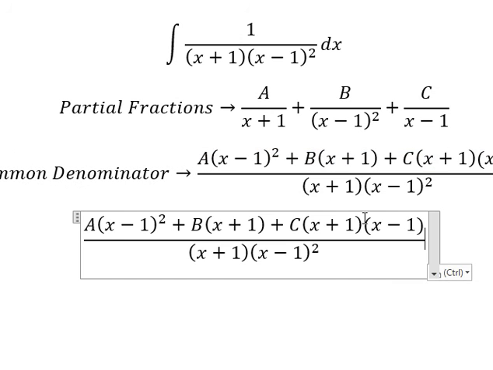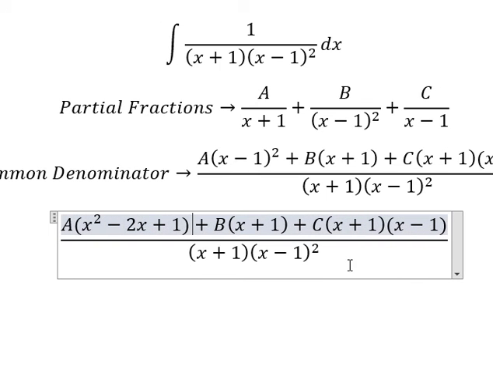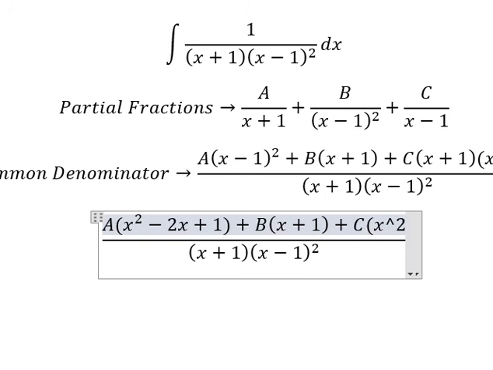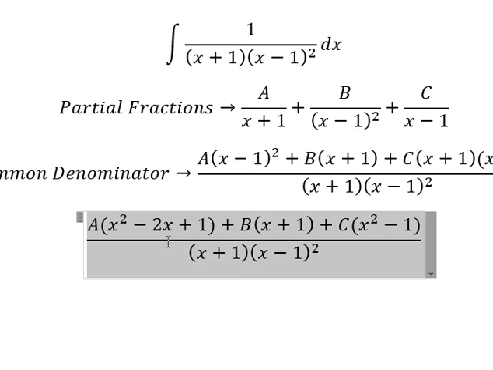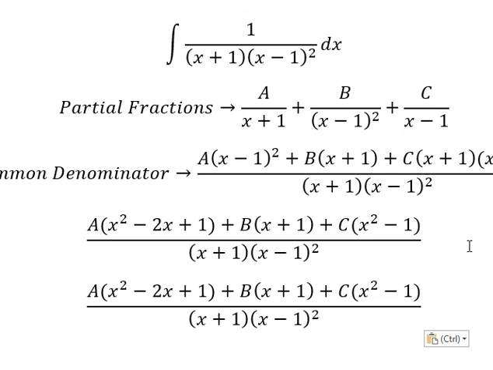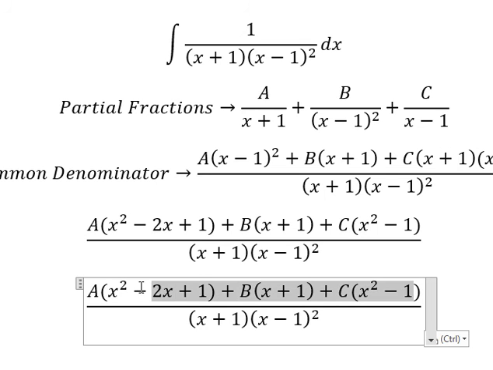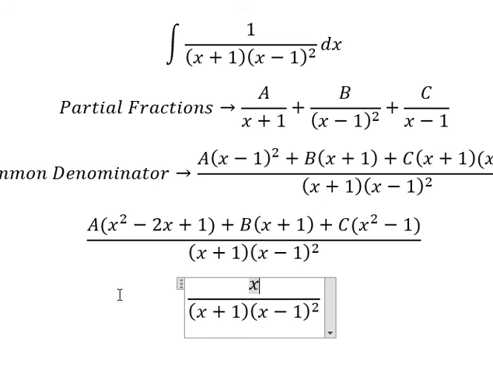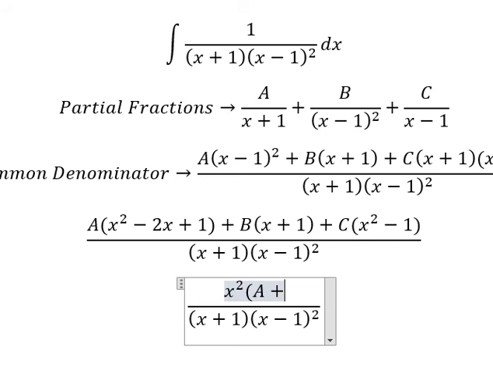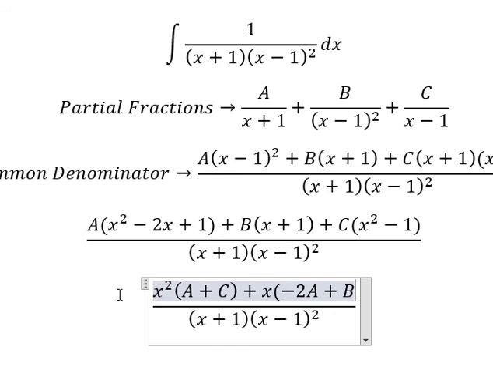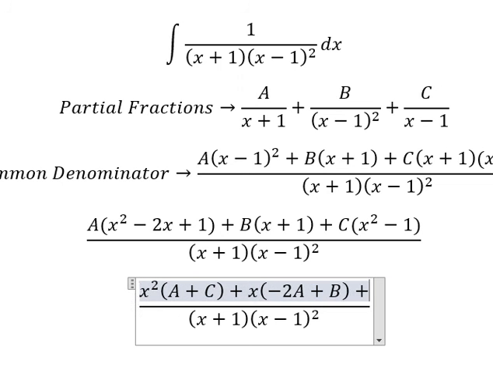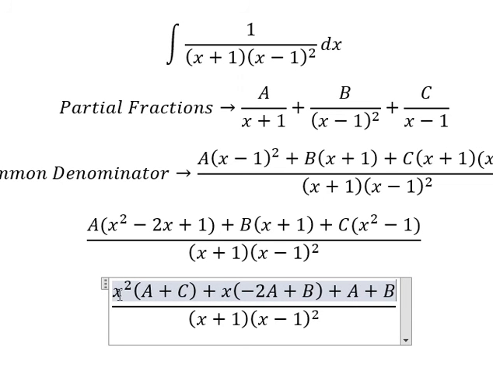Now we need to expand. Next, we need to arrange based on the terms of s. About s squared, we have A plus C. About s, we have negative 2A plus B. About the numbers, we have A plus B minus C.